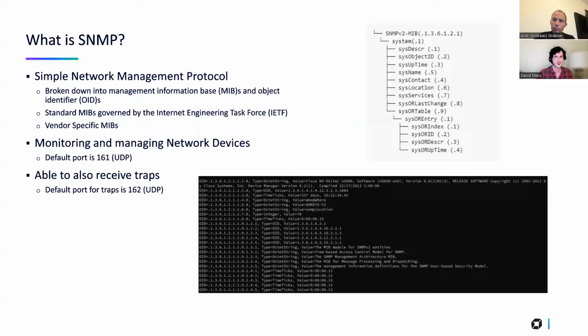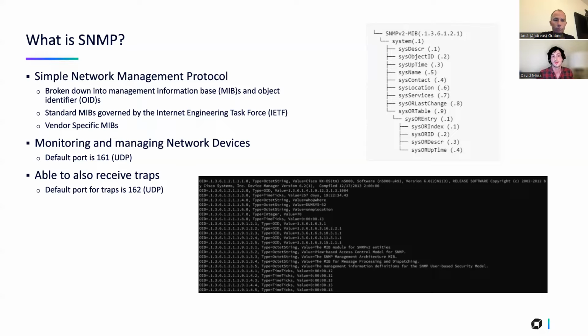That SNMP v2 MIB is one that's standard across pretty much all devices that I've seen, where we can get a system description, uptime, the name of the device, who to contact if there are any issues, and where the device is located. And then a bunch more information that we can get into during the demo.